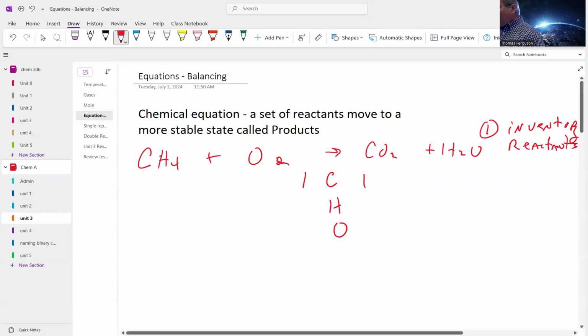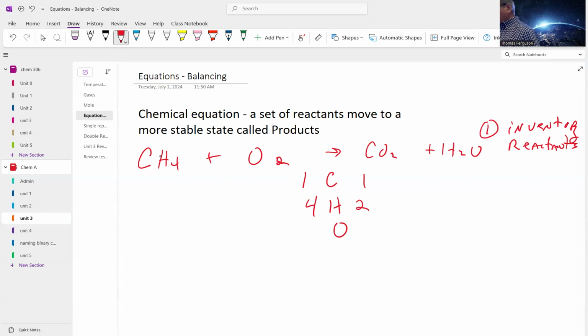How many hydrogens on the left? 4. On the right? 2. Not good. Oxygens on the left: 2. Oxygens on the right: 3. Okay, so this is not a balanced equation because left is not equal to right.